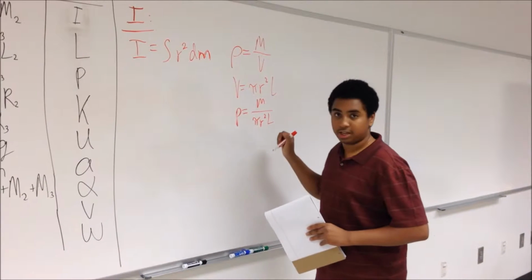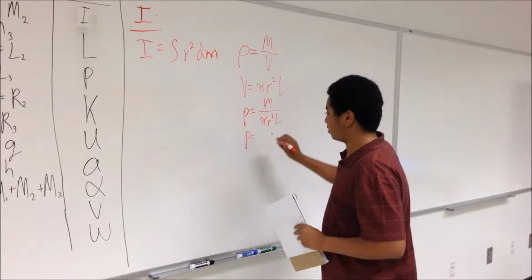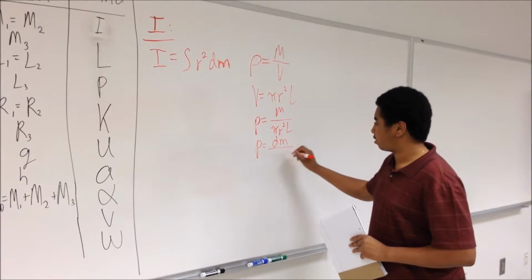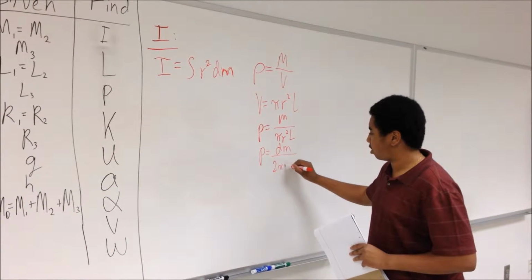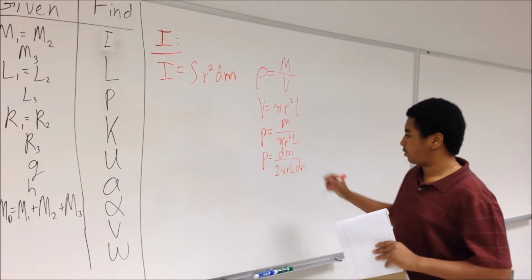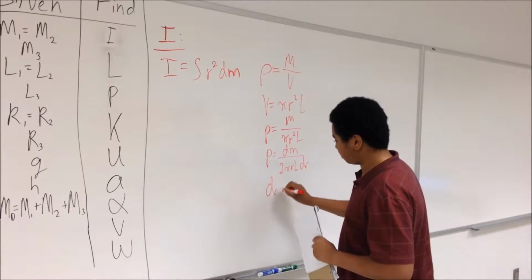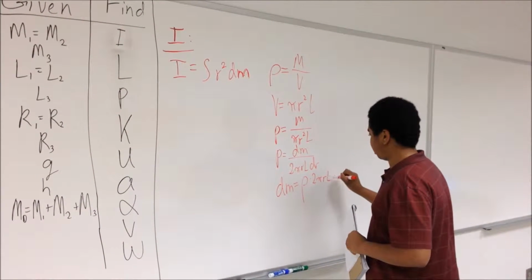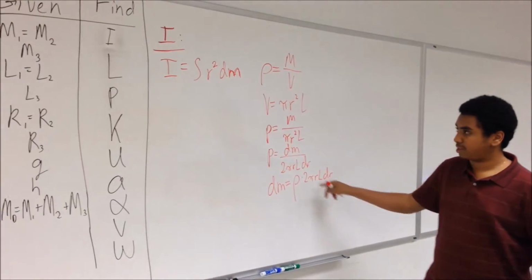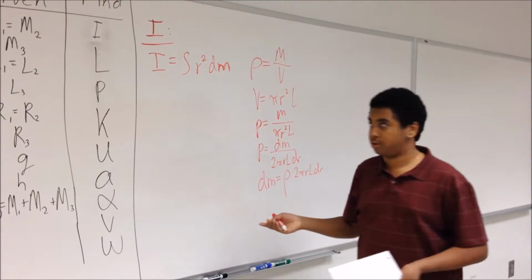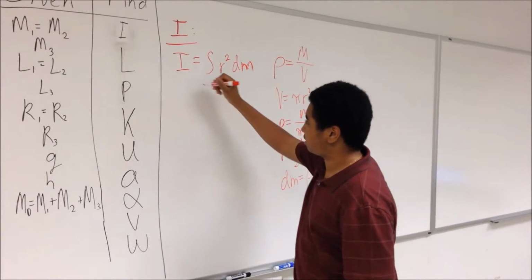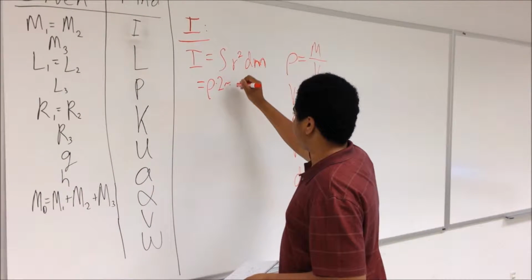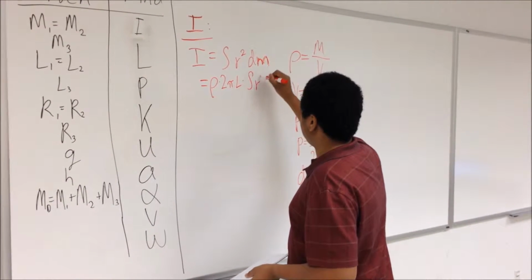But right now we can change this and make it rho equals the derivative of the top over the derivative of the bottom, so dm over 2 pi r l dr. And so we can write this as dm equals rho times 2 pi r l dr. And now that we have a dr, we can use substitution and integrate this. So we can write this out again as rho times 2 pi l times the integral of r cubed dr.